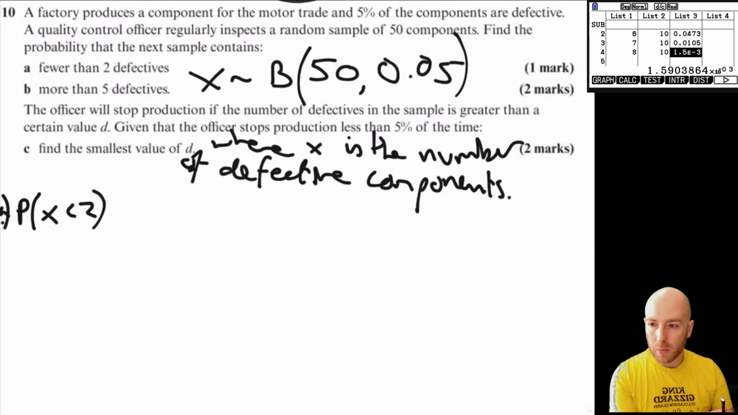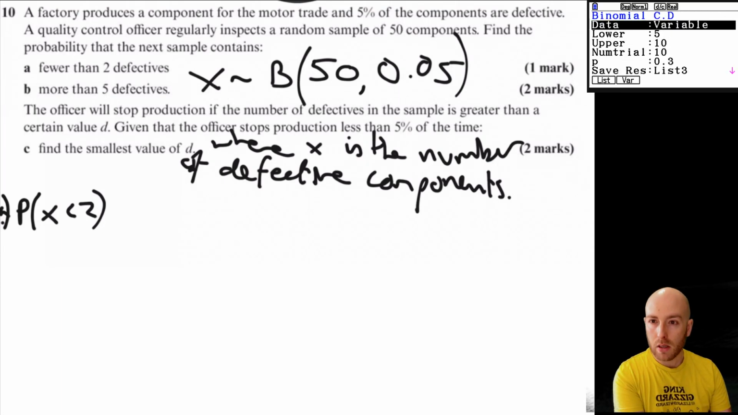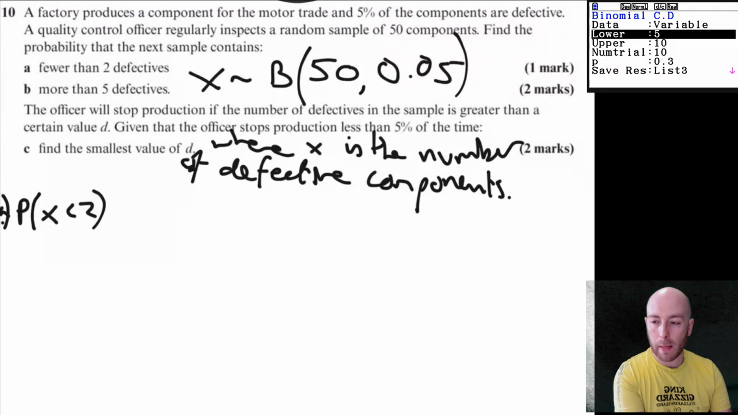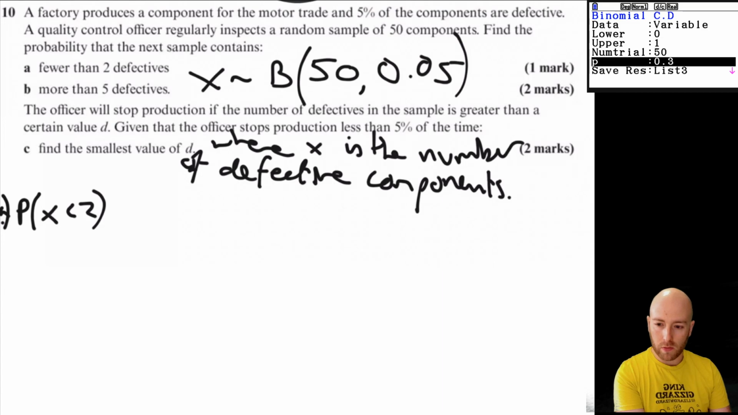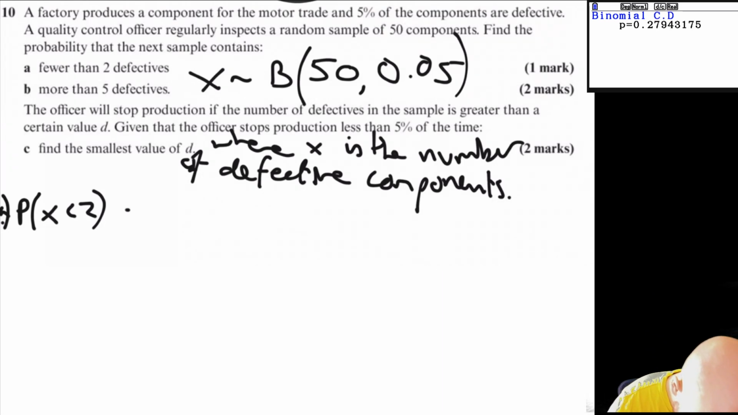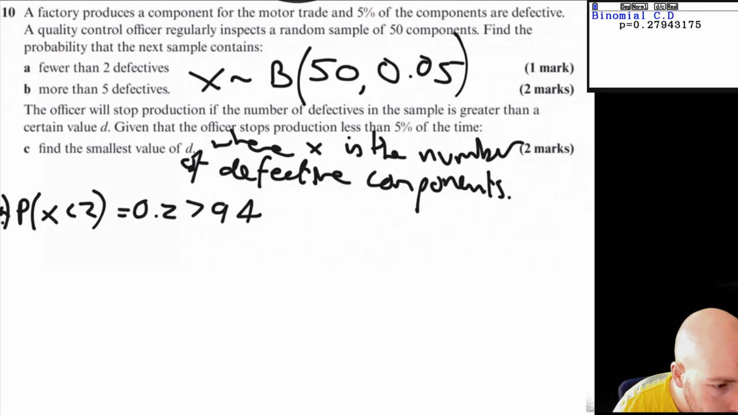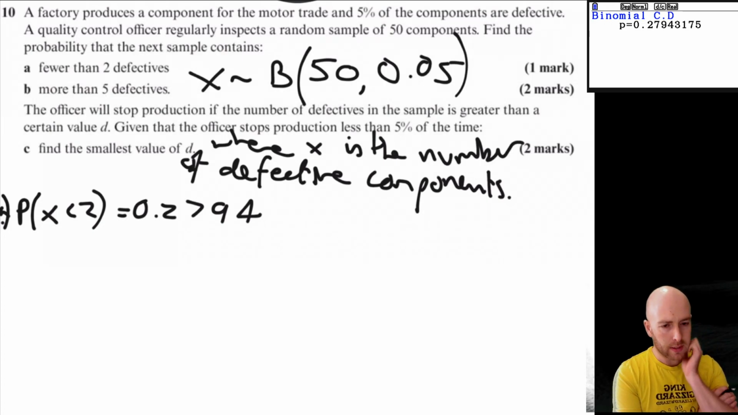So distribution, binomial, BCD. Again, we're just doing one value, so variable. Lower is going to be 0. Upper 1. 50 compare. I think this is going to be very unlikely. And 0.05. Save results, don't need to. Okay, so 0.2794, which looks good. Lucy and Guy, good job, you two.